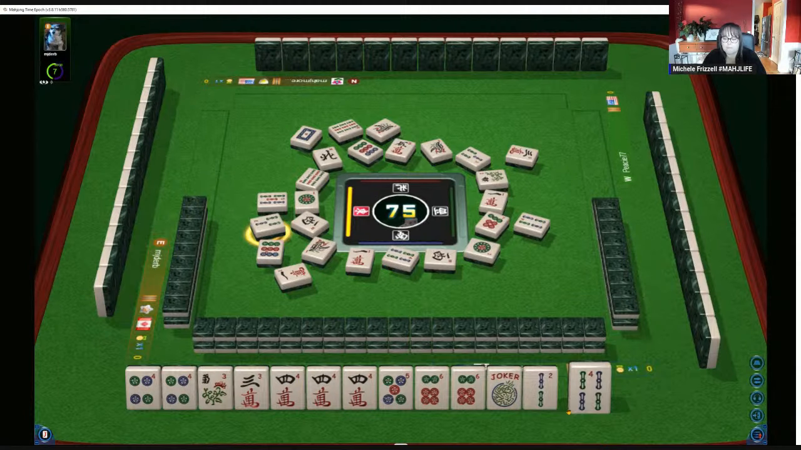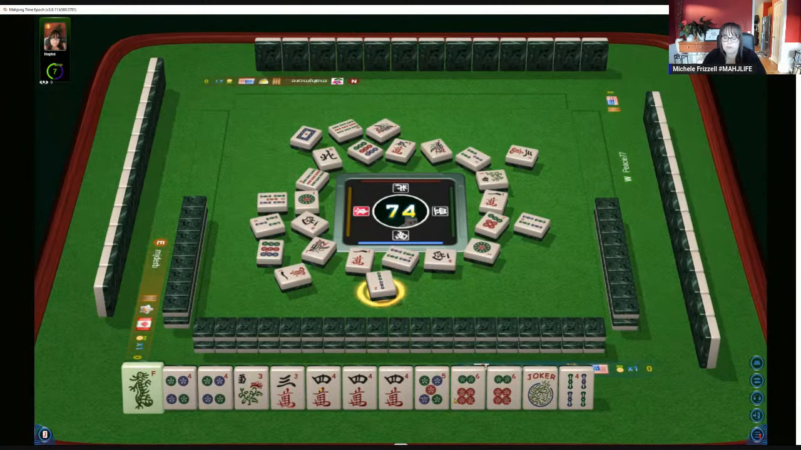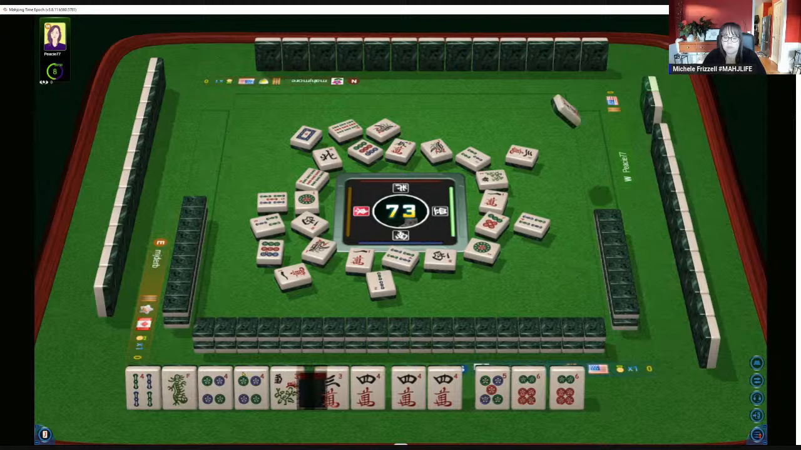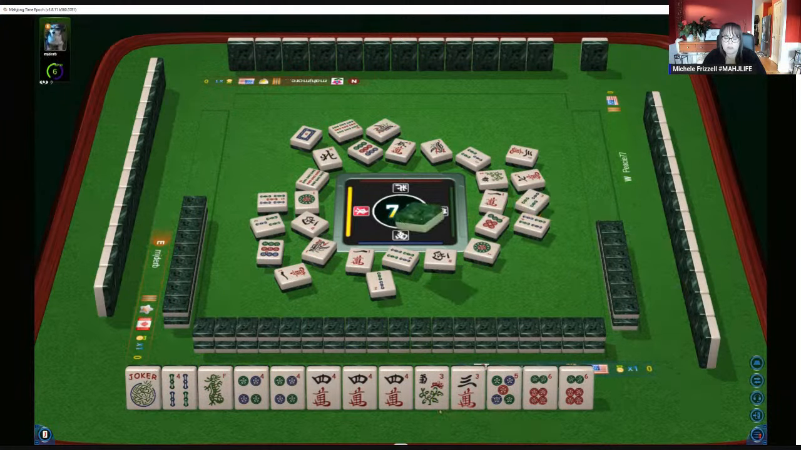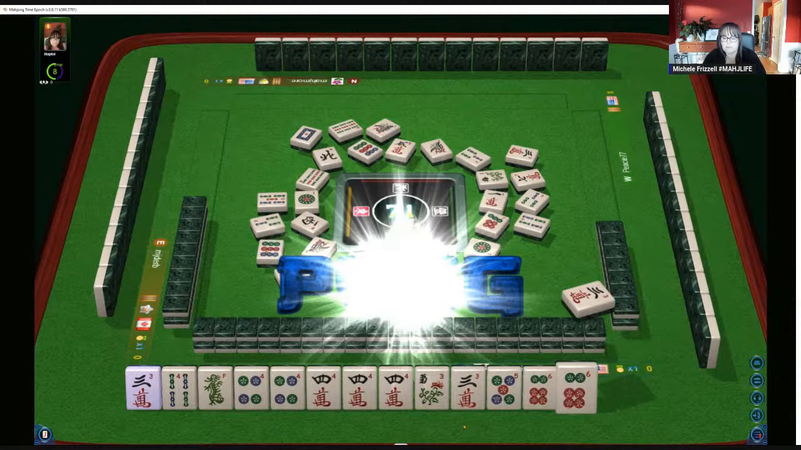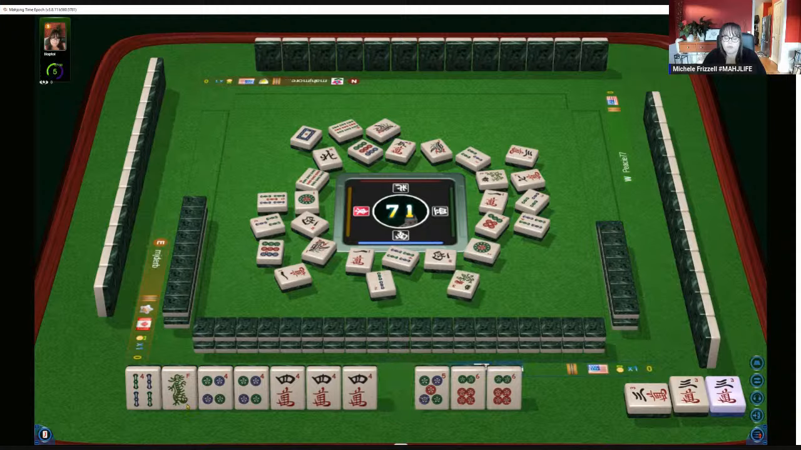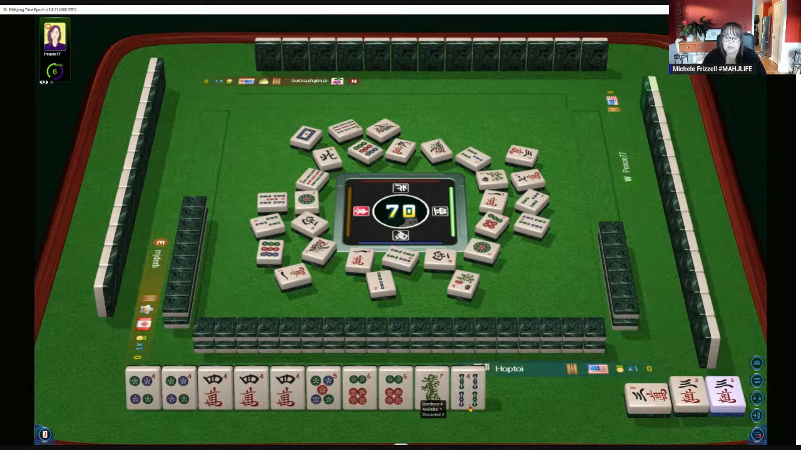3 bamboos. Let's see, green dragon. That's a keeper for potential like numbers, and we can use the Joker. Seven characters. So maybe like numbers would be good. Let's just wait and see. Three characters. We have to make a choice right now. Let's pong. Pong. We're going to play 3, 4, 5, 6, and that will allow us to expedite hand development.